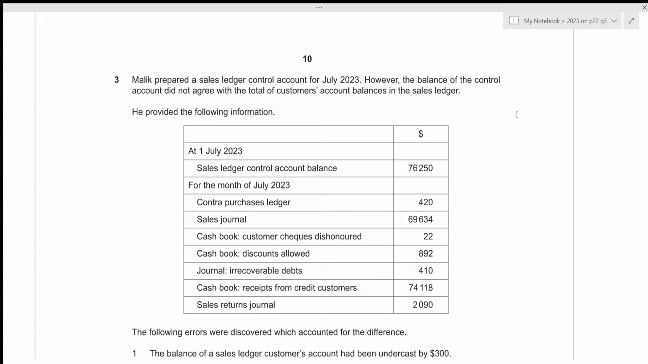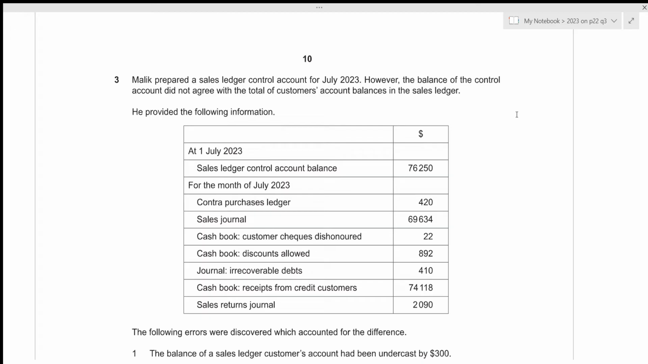Hi everyone, in this video we'll be going over A-Level Accounting 2023 October-November Paper 2 question number 3. This is Paper 2 which consists of 4 questions. 2 of them will be of 30 marks and 2 of them will be of 15 marks. The total time limit given for this paper is 1 hour and 45 minutes.